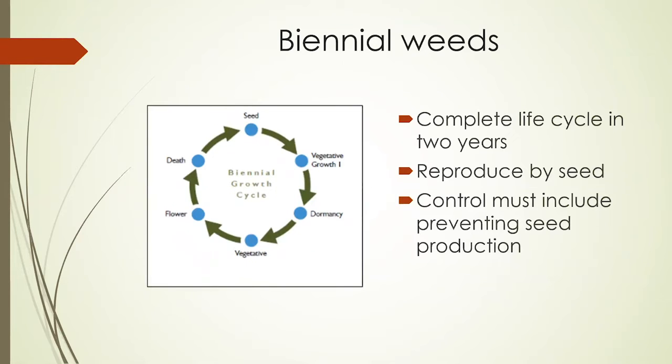Biennial weeds are similar to annuals, but it takes them 2 years to complete that life cycle. So they start as a seed that first year, sprout, and have vegetative growth. A lot of the time, the first year, there'll be a rosette, and then they go dormant for that winter, and then they start growing again that second spring, and they go crazy, and they send up the flower stems and bloom, produce seed, and die.